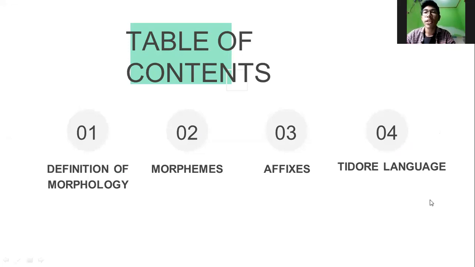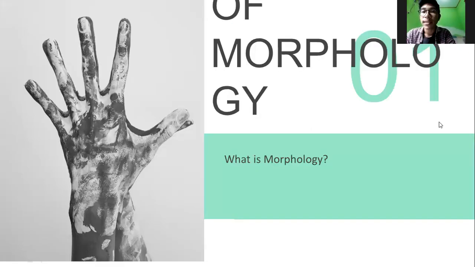Okay, so in today's presentation, here is the table of contents. In the first part, I'm going to talk about the definition of morphology. And the second part, I will talk about morphemes. The third part, I would talk about affixes. And the last one, I'm going to talk about the main topic. Next.